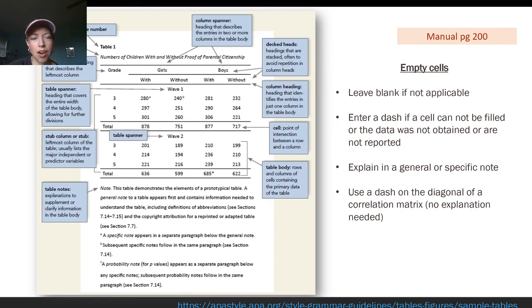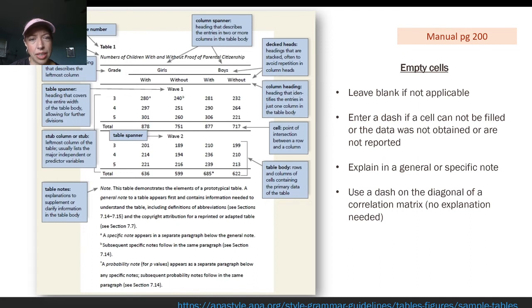Specific notes are, you see we have a little superscript A, B here to note different numbers in the table. Those are specific notes. And you use the symbol from the table and write out what it is that you're noting. And then if you were using asterisks for p-values, that would go last.